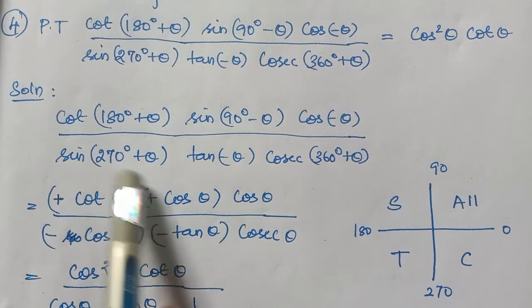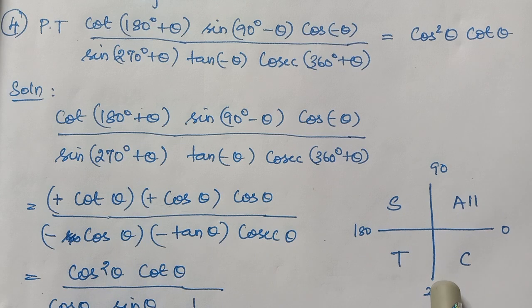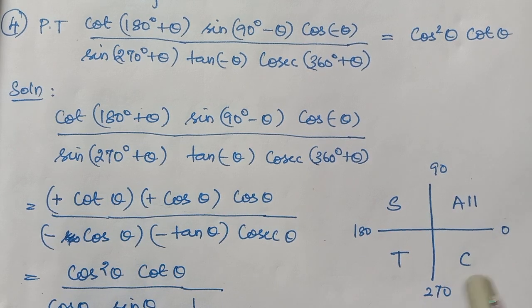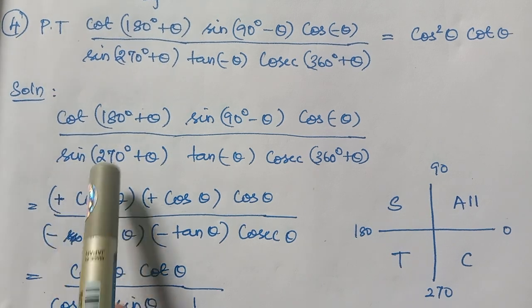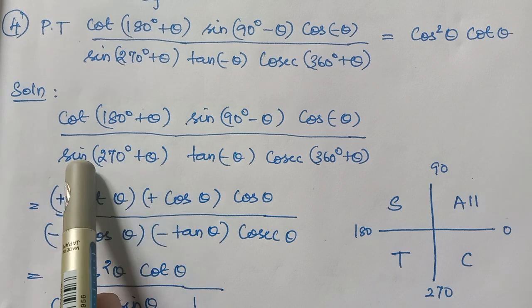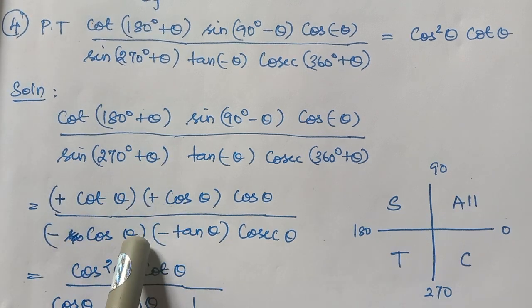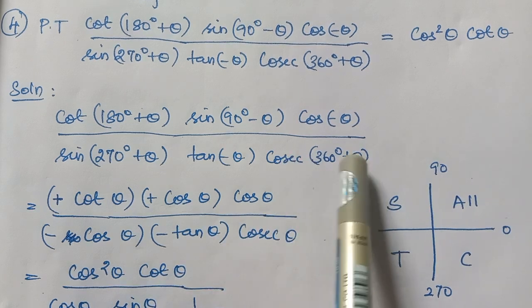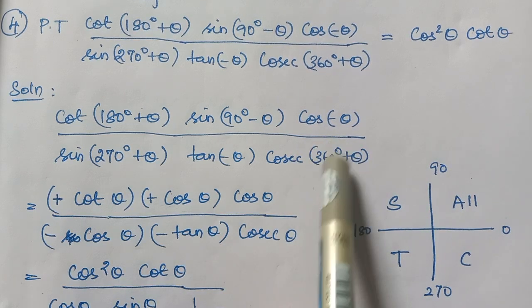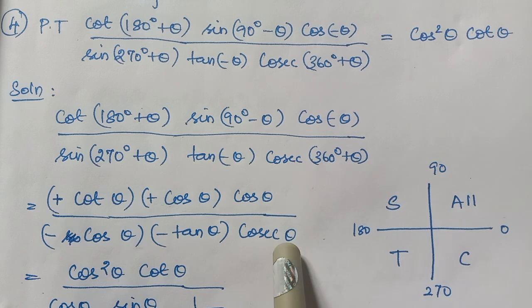Now sine 270 plus theta. So 270 plus theta is in the fourth quadrant. In the fourth quadrant, cos is positive, so sine is negative. Since sine is negative, I put a minus sign. And for 270 plus or minus theta, sine becomes cos, write only the angle theta. Tan minus theta is minus tan theta. Cosecant 360, I told you, multiples of 360. So 0 plus theta is theta only.